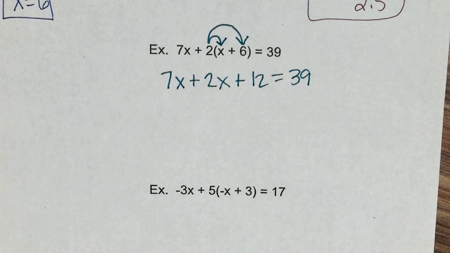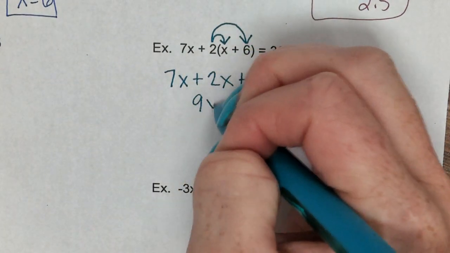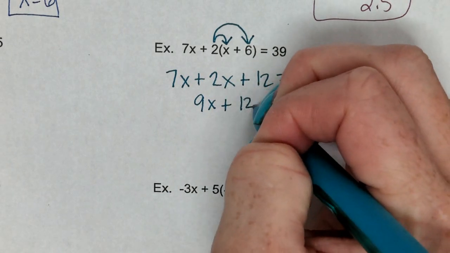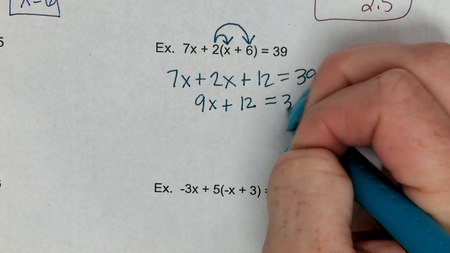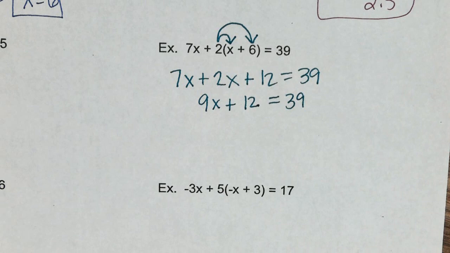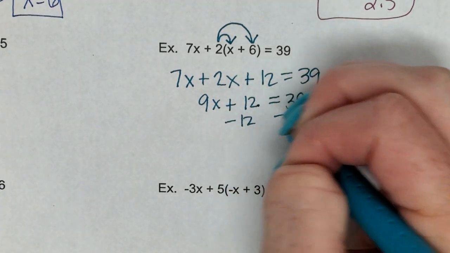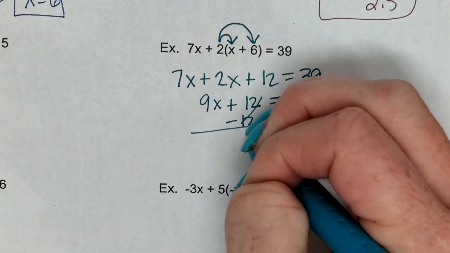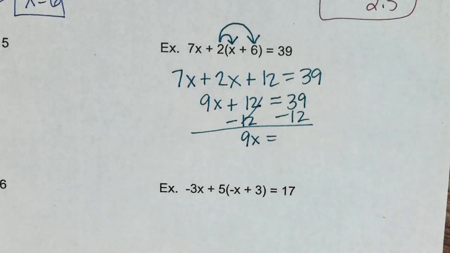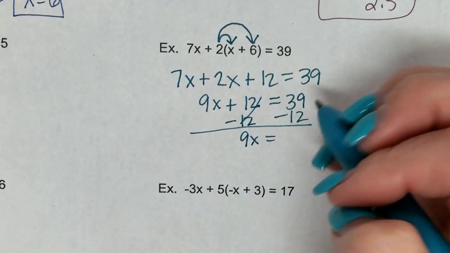Now I'm going to ask myself, are there any like terms that I can combine? Yes. I can combine 7x plus 2x, which is 9x, plus 12 equals 39. Now I'm going to get rid of the constant of 12 by subtracting. So minus 12 on both sides. And 39 minus 12 is 27.